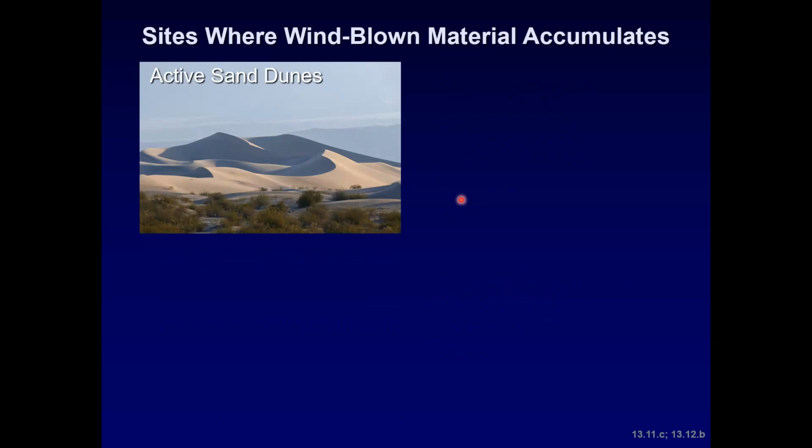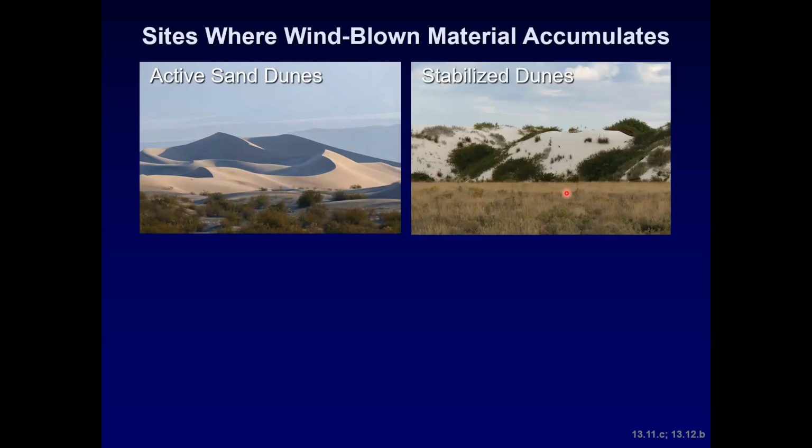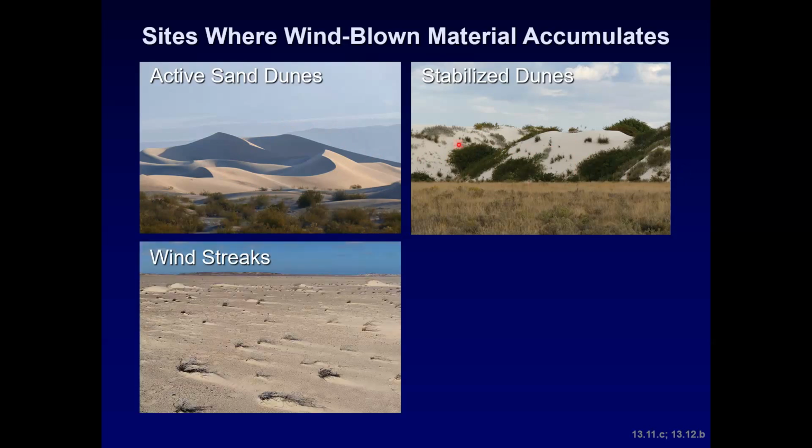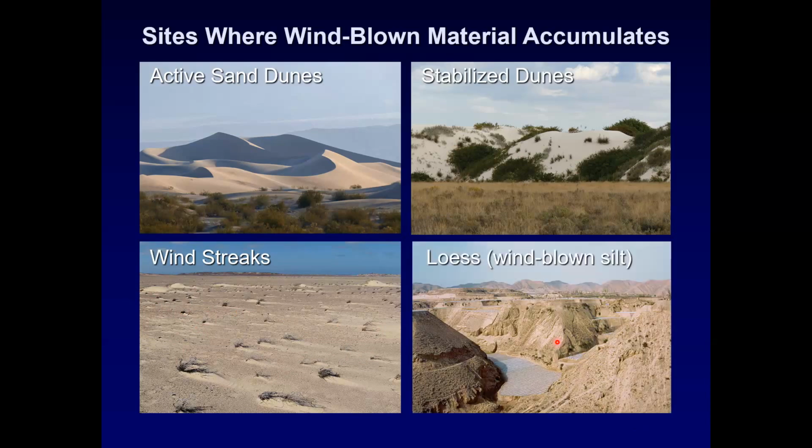Okay, so then where does all this sediment accumulate? Well, active sand dunes. This is in Death Valley, California. These are stabilized dunes. They're not moving around like these ones in Death Valley are so much. That's in New Mexico. You can also have wind streaks, like in Namibia, where we see kind of a prevailing wind direction, probably from that way. And then wind-blown silt, we call that loess.